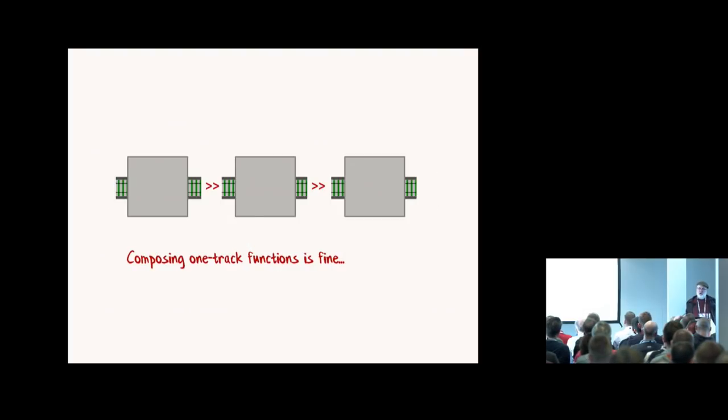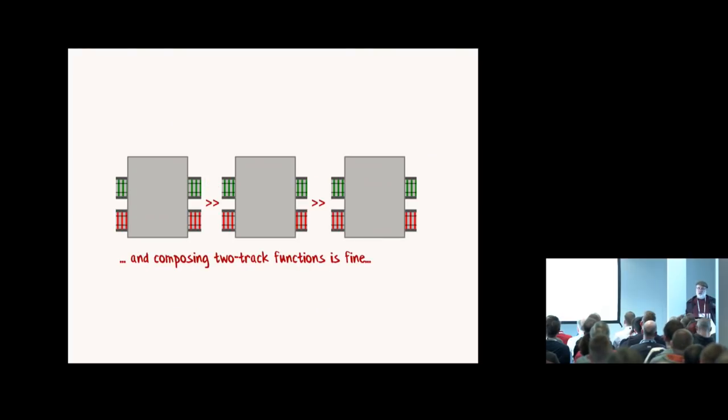So one-track functions can be composed, because you just take the output to the input. Two-track functions can also be composed, because you take each output to the next input. That works fine. Here's the problem. We have a one-track output and a two-track input, and they can't be composed.